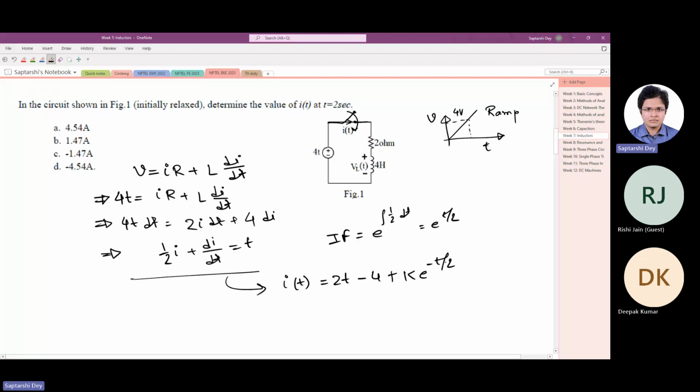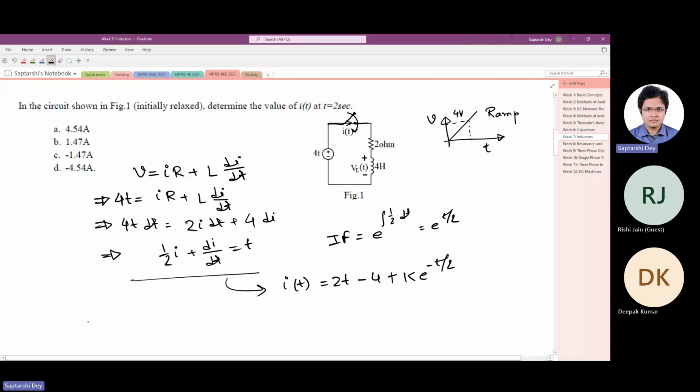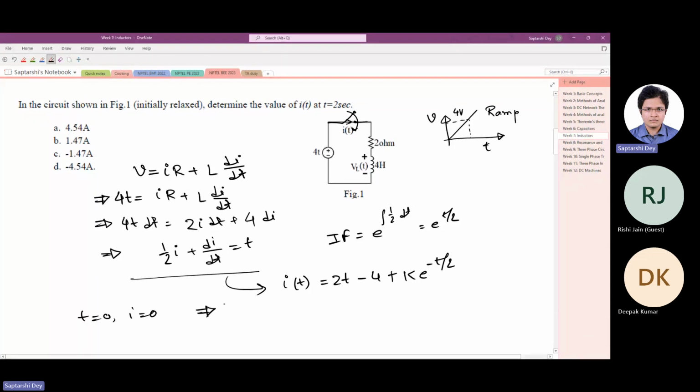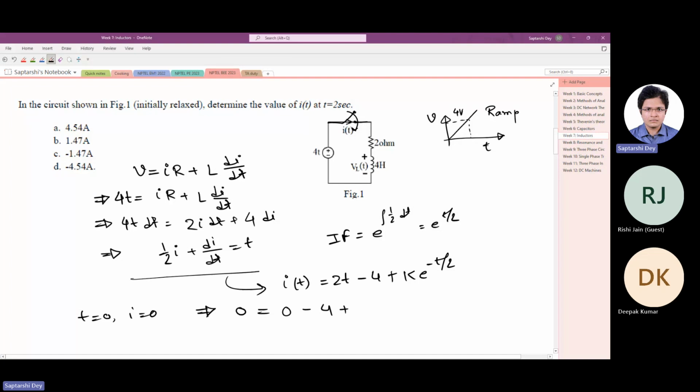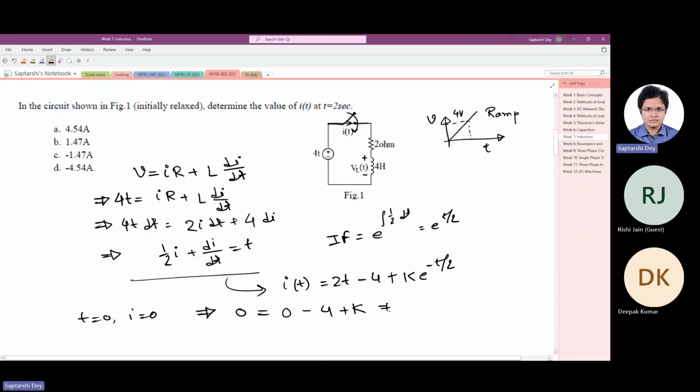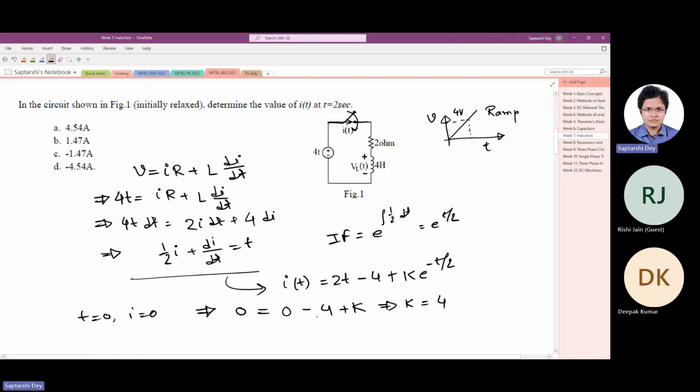How do we find out the value of the constant of integration? We find it out from the initial conditions. So what is the initial condition? Initial condition was that there was no current. So at t equals 0, I was equal to 0. Once we put that, we get 0 equals 0 minus 4 plus e to the power 0 is 1 times k. So k equals 4, right?